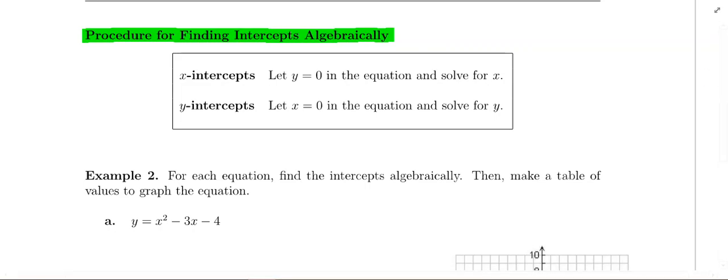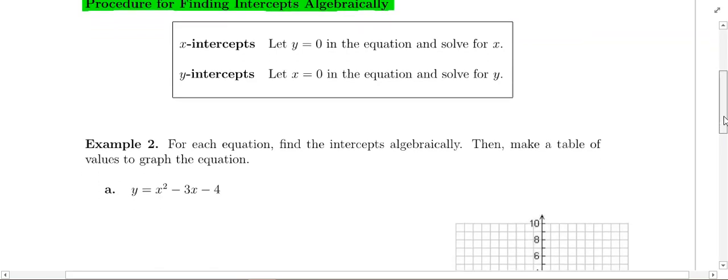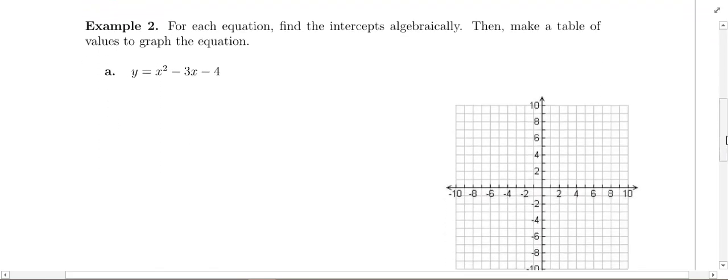So in example 2, we are going to practice this procedure. Let me scroll and read the directions. So here we go. Example 2. For each equation, find the intercepts algebraically. Then make a table of values to graph the equation. If you flip through this example before we start, there are 4 different equations that we are going to take a look at.